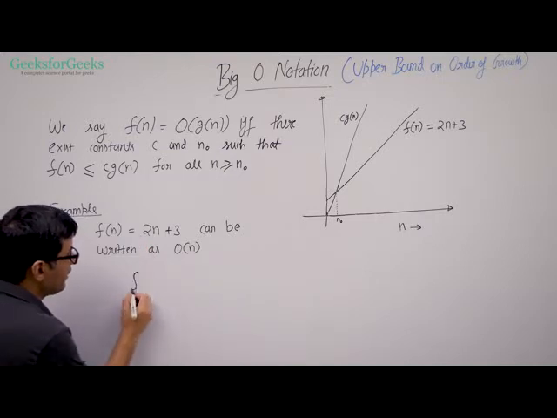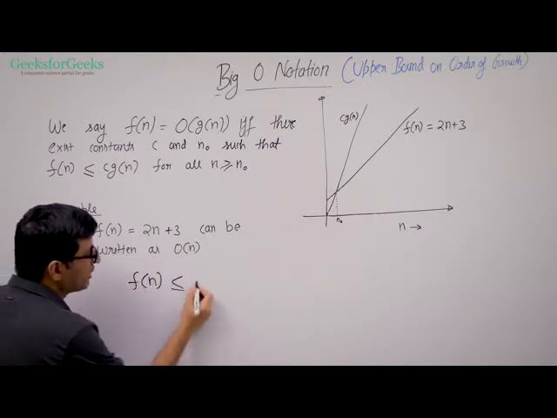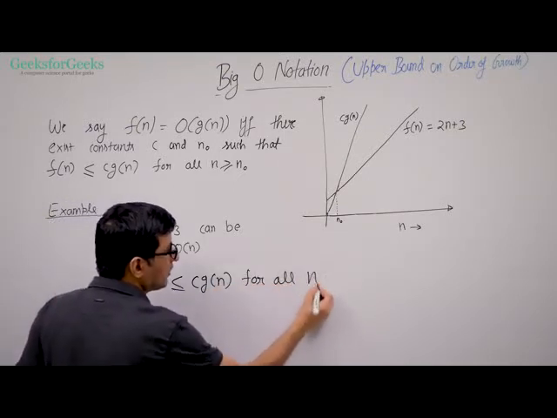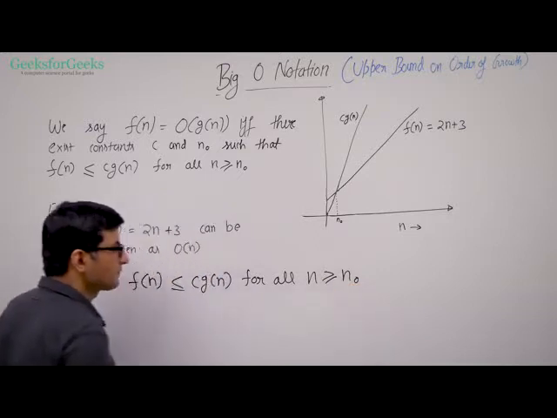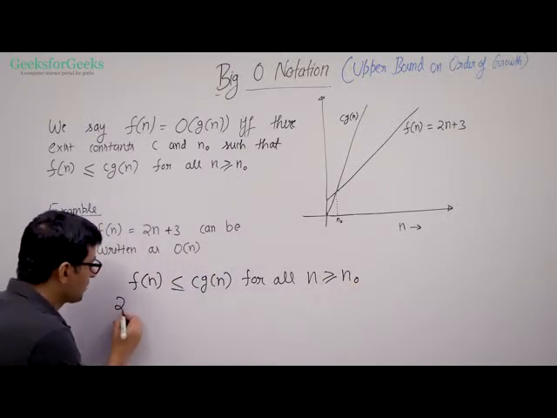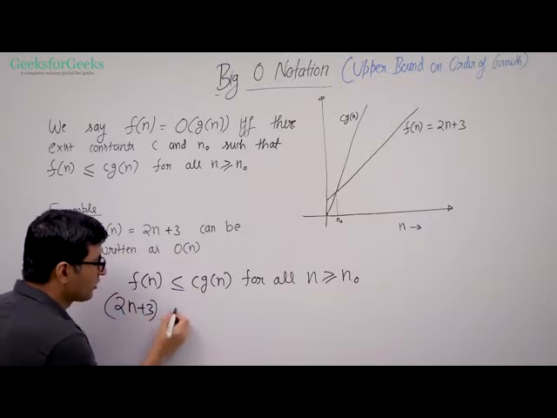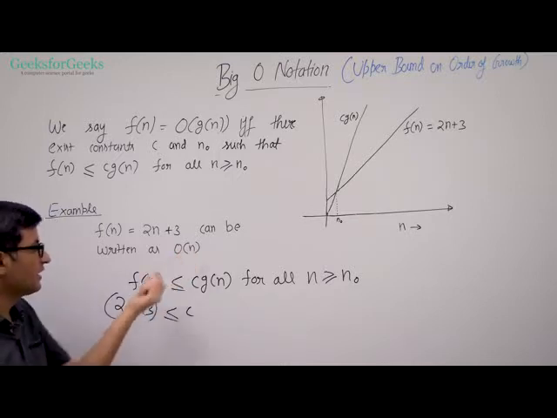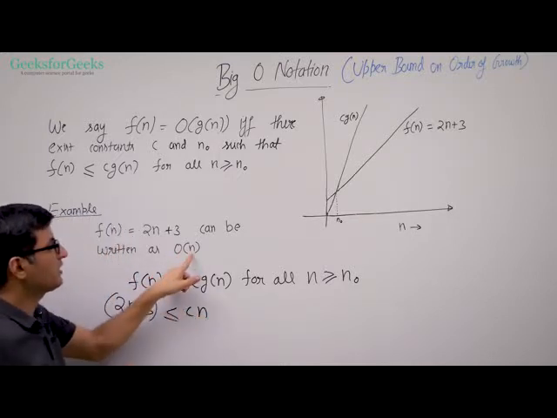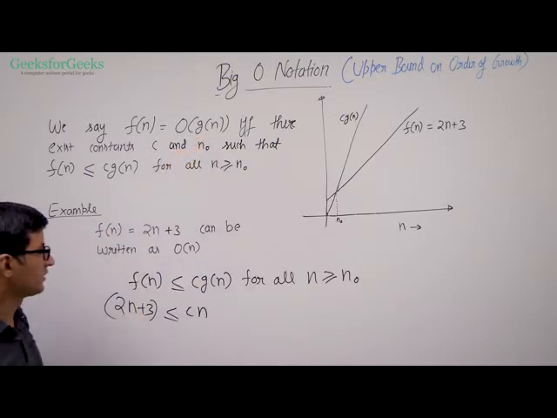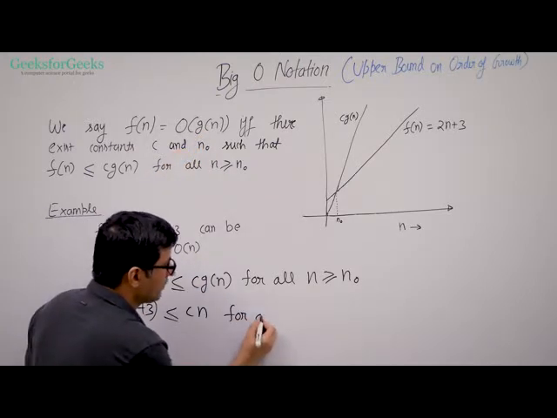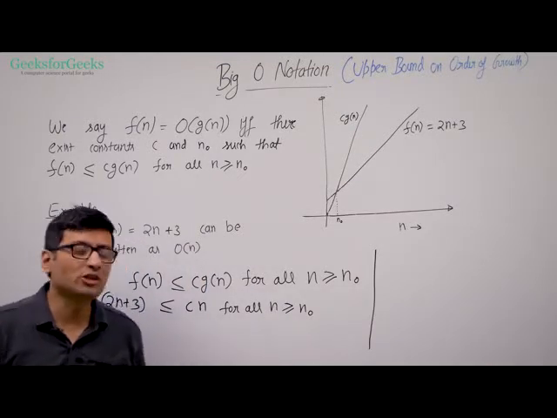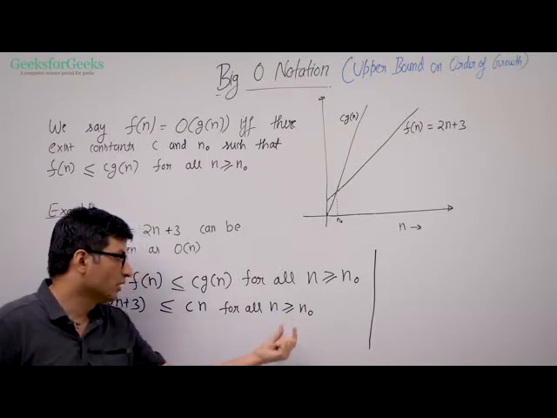So this F(n) has to be smaller than or equal to C of G(n) for all n greater than or equal to a value n naught. Now this F(n) is 2n plus 3 and we want it to be smaller than C of G(n). So what is G(n)? G(n) is n, right? Big O of G(n) is Big O of n here, for all n greater than or equal to n naught. Now how do you find the values of C and n naught?